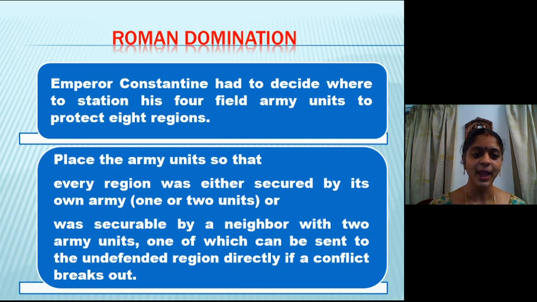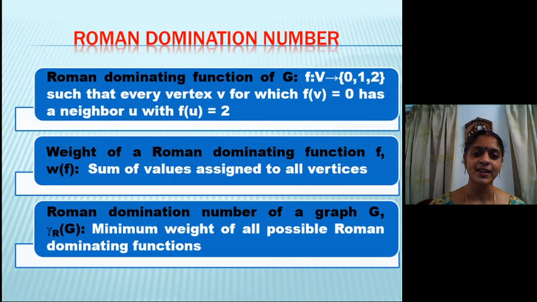During the Roman war, Emperor Constantine had to decide where to place his 4 army units to protect 8 regions. His strategy was to place the army units in such a way that every region is either protected by an army unit which is present there, it can be 2 also, or a region where there is no army unit is protected by a neighboring region which has 2 army units. This concept was extended to graph theory to introduce the concept of Roman domination number.